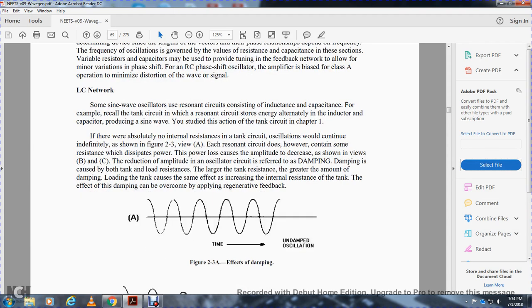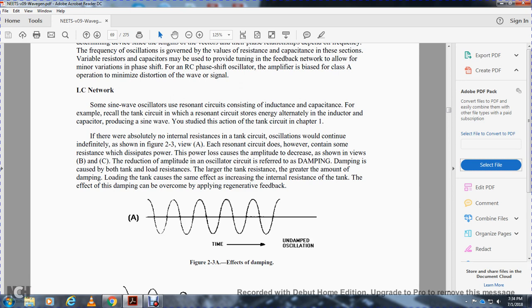Or an LC network. Some sine wave oscillators use resonant circuits consisting of inductance and capacitance. For example, recall the tank circuit, a resonant circuit which stores energy alternately in the inductor and capacitor. We used the same waves to study the action of the tank circuit in Chapter 1. If there were absolutely no internal resistance in the tank circuit, the oscillation would continue indefinitely, as shown in Figure 2.3, View A. A real resonant circuit, however, contains some resistance which dissipates power.